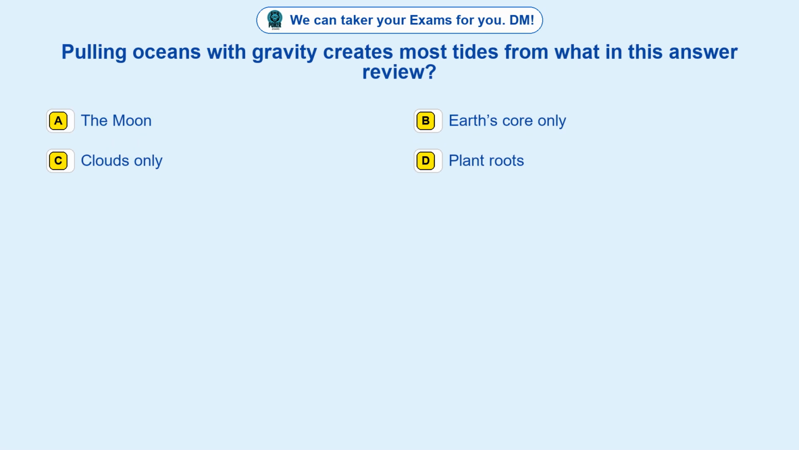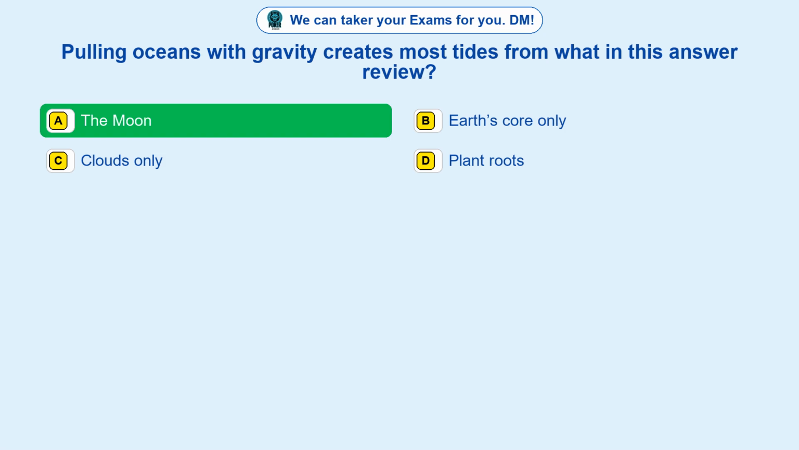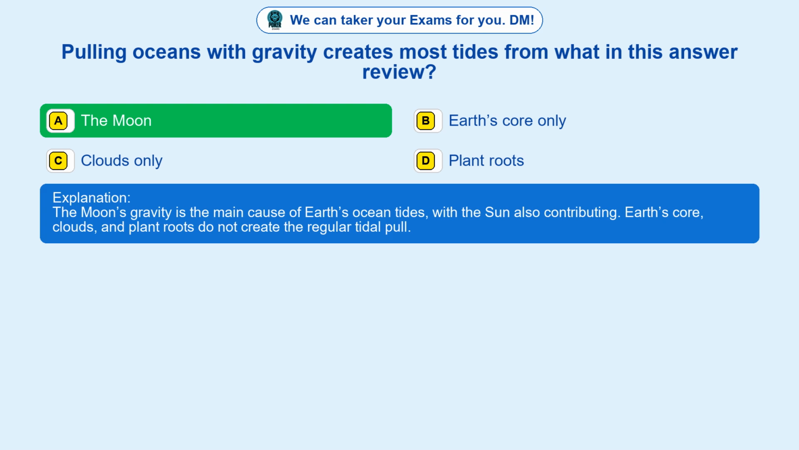Question 91. Pulling oceans with gravity creates most tides from what in this answer review? Option A, the moon. Option B, Earth's core only. Option C, clouds only. Option D, plant roots. The correct answer is option A. The moon. The moon's gravity is the main cause of Earth's ocean tides, with the sun also contributing. Earth's core, clouds, and plant roots do not create the regular tidal pull.